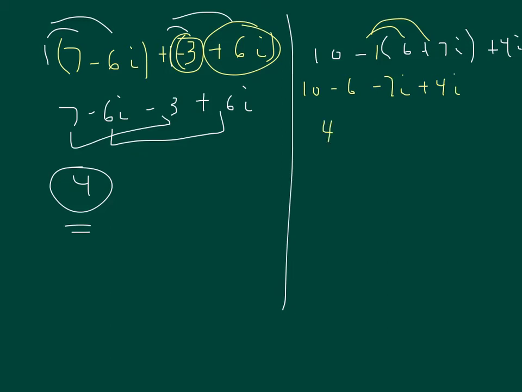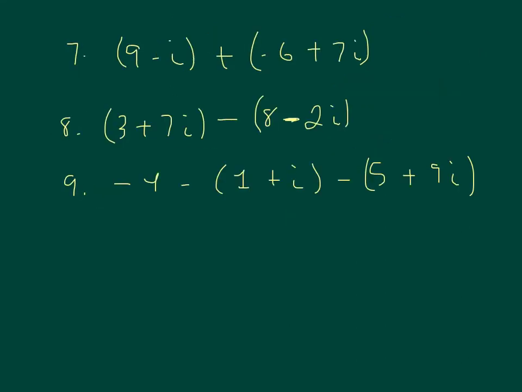10 minus 6 is 4. Negative 7i plus 4i is minus 3i. Final answer, right? That's that. Again, here's 3 more problems for you to finish for your homework and bring to class.